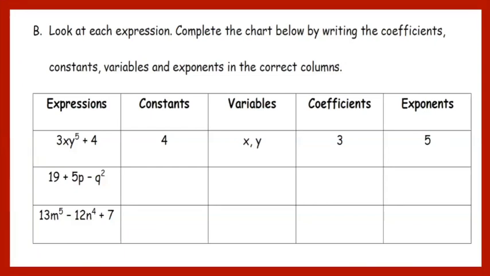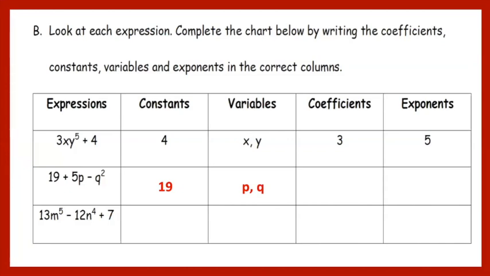The next one says 19 plus 5b minus 2 cubed 2. So 19 plus 5b minus q cubed to the second power. So now let's look at it. What is the constant? Our constant is, if you said 19, very well. Now we're going to find the variable. What is the variable? Our variable is Q and P, or P and Q. That's our variable. Very good.